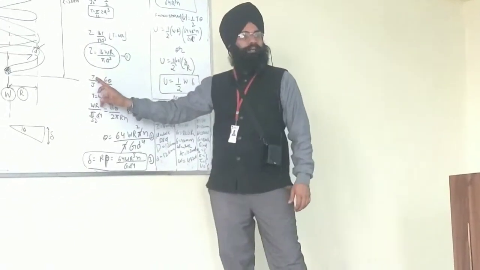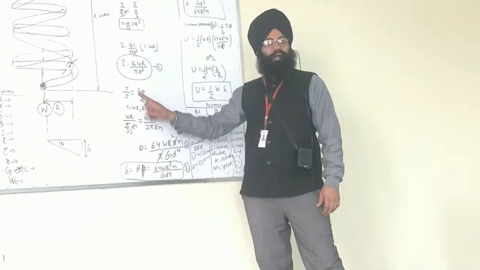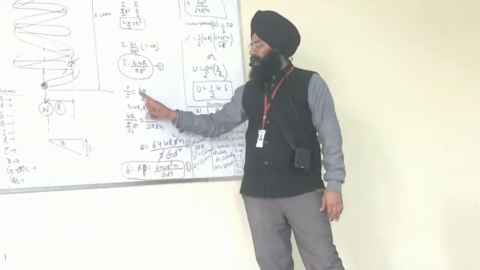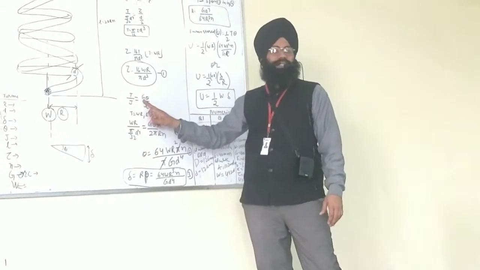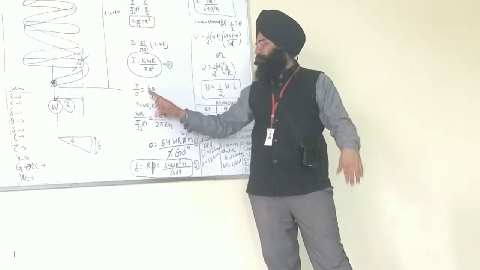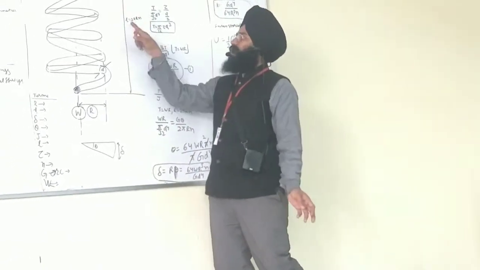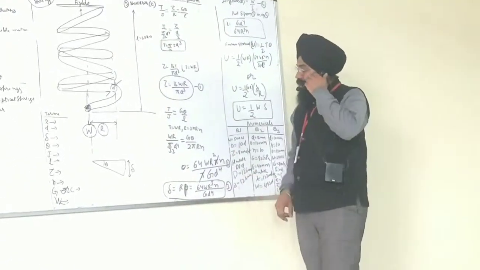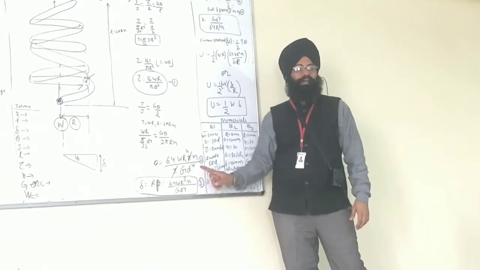Now T is W into R, J is pi by 32 D to the power 4, G is your constant, that is the modulus of rigidity, which will be given to you. Its value for stainless steel is nearly about 80 to 90 gigapascal. Theta you have to calculate, L is 2 pi R n. So we get the relationship for the theta, this one.